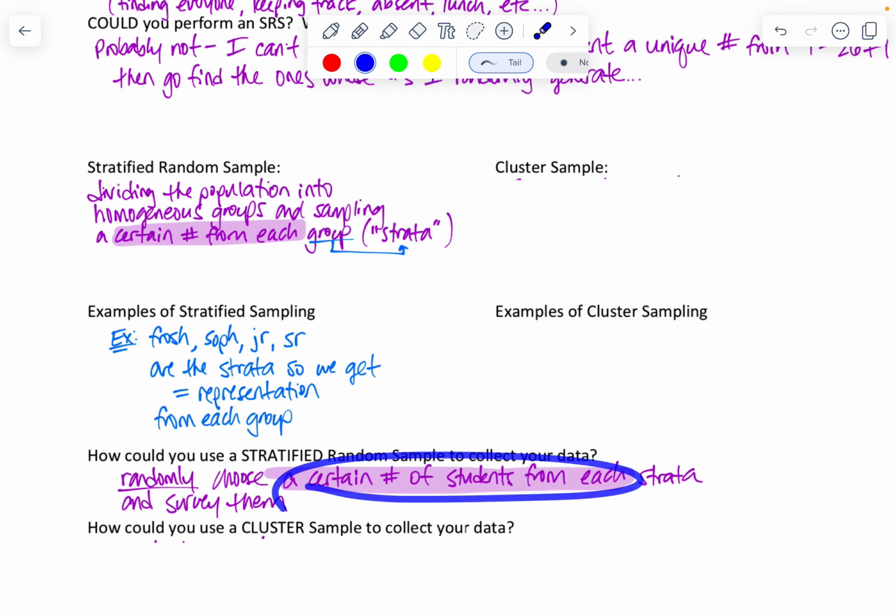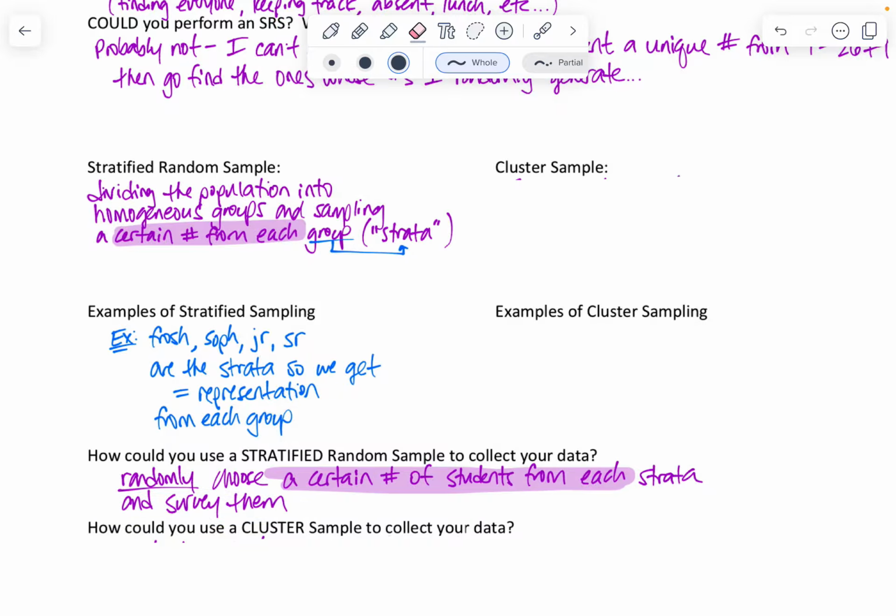A certain number. Why am I saying 10? Just because, I don't know, maybe Mr. Langer wants 20 from each class, or maybe you want 50 from each class, or maybe, what did we do in class yesterday? 5 people? Maybe we want 5 people from each class, who knows? But you do a certain number of students from each group, which we refer to as the strata, the homogeneous groups, and they get to do the survey.